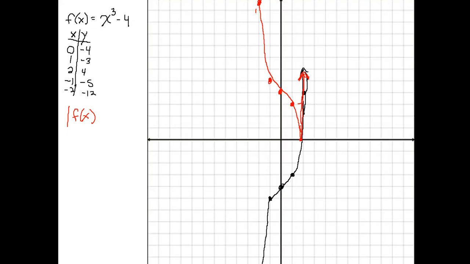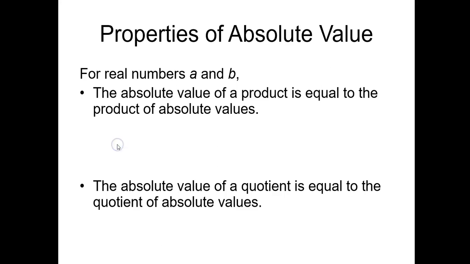Okay, back to the slideshow. Now let's have a little bit of fun talking about properties of absolute value. You might find these properties useful when you start solving equations or when you are even just trying to graph some kind of crazy absolute value.